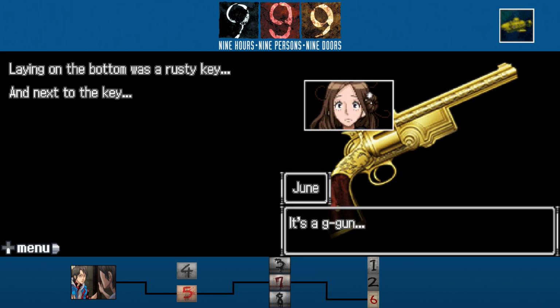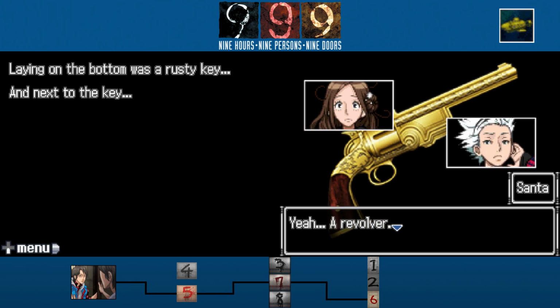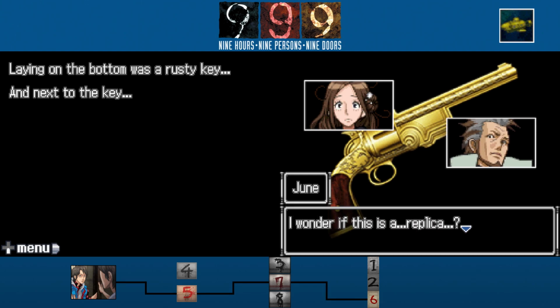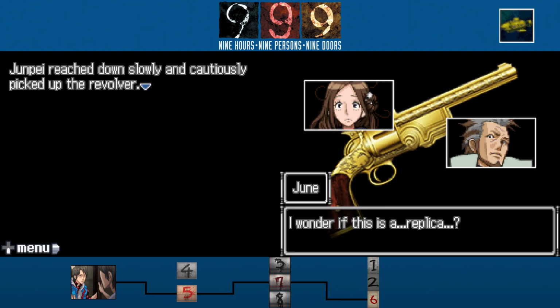It's a gun! Yeah, a revolver. It looks pretty old. I wonder if this is a replica? I sure hope it's not a real gun.